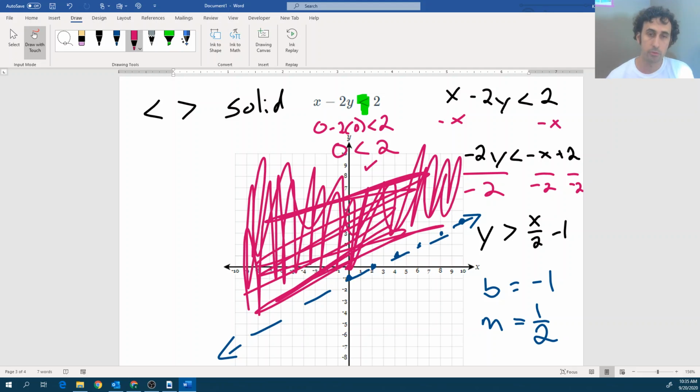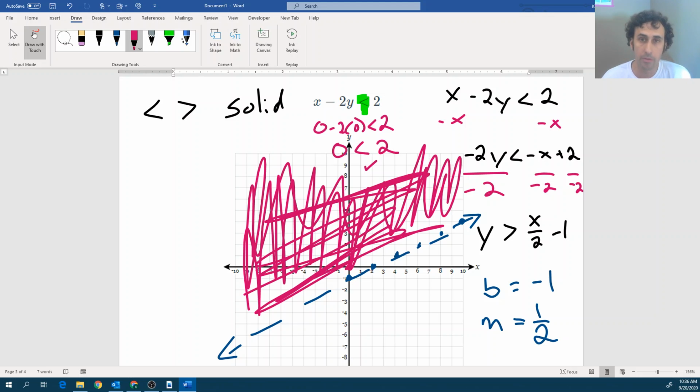So there you have it. We have graphed inequality equations. We start off by treating them as normal equations. We find the slope and the y-intercept. We graph the line. Once the line is graphed, we determine if it's a solid or a dashed line, and then we have to shade.